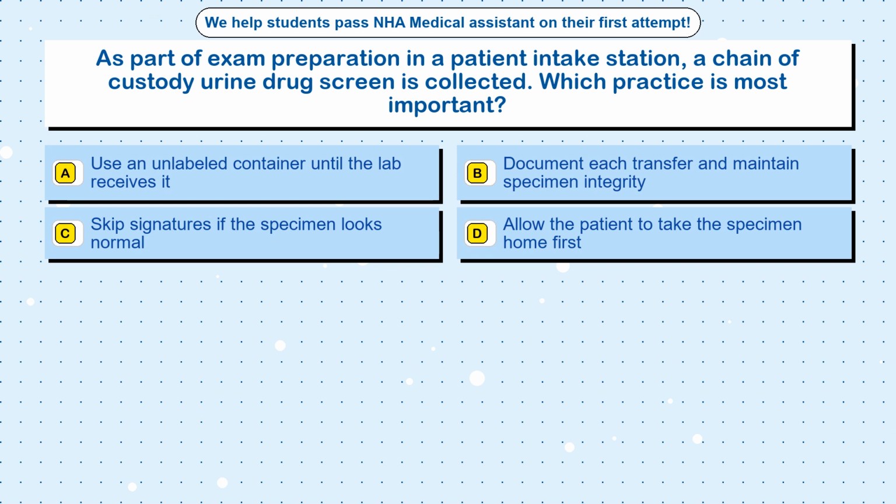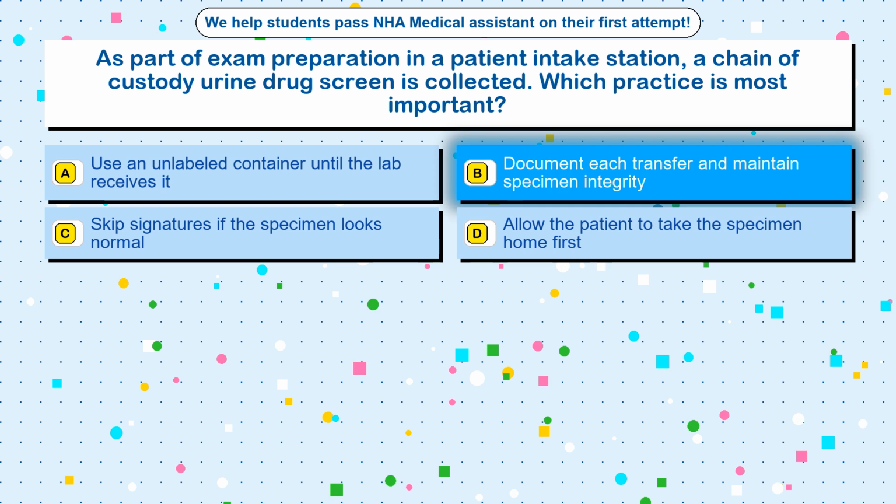Question 9. Which action is appropriate when a patient using a patient portal says they feel faint during a procedure? Option A, tell the patient to stand quickly. Option B, stop the procedure and protect the patient from injury. Option C, leave the patient alone to get supplies. Option D, continue because faintness is always harmless.